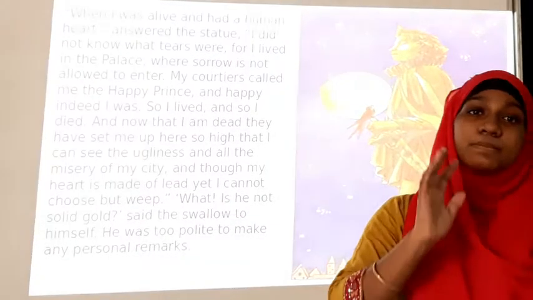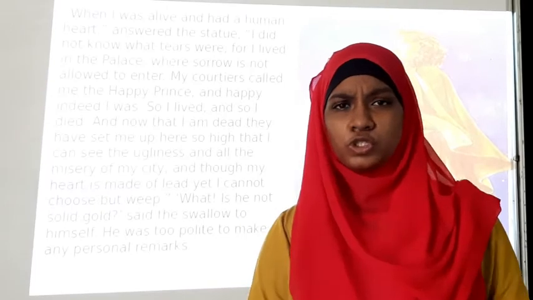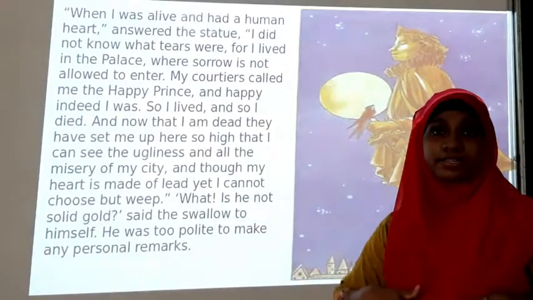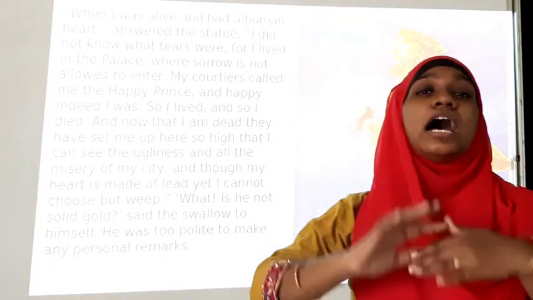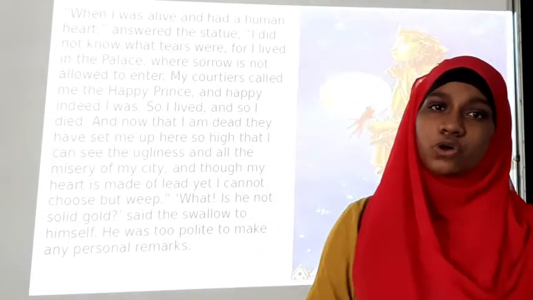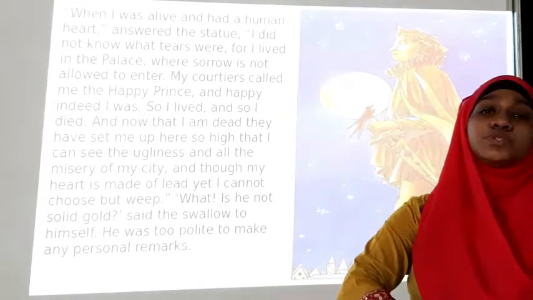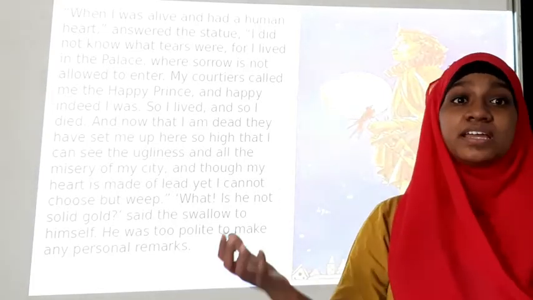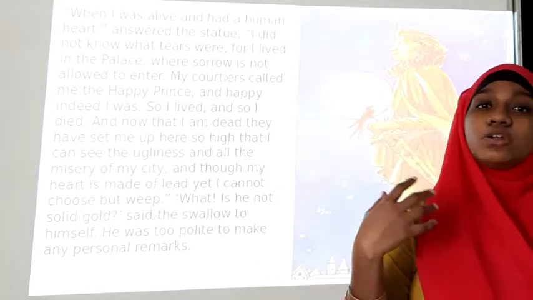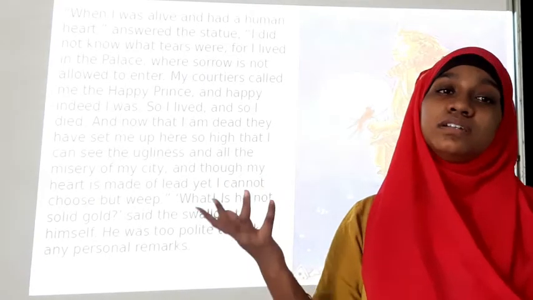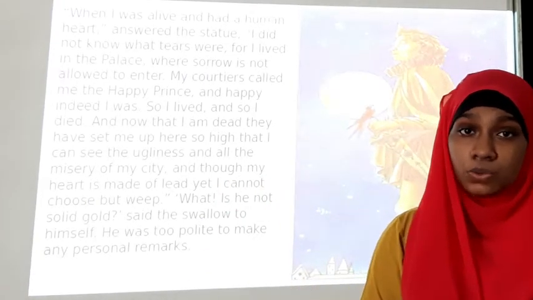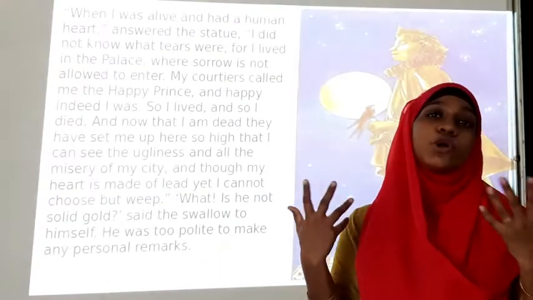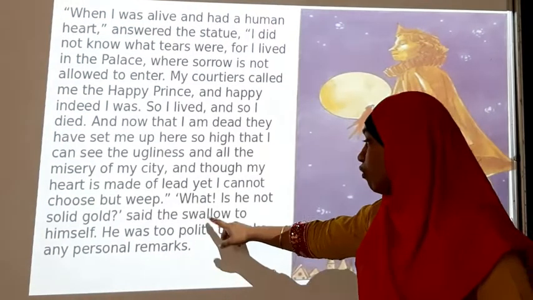So here the prince is saying so sorrowfully, so sad in a miserable way, that now as a statue, when I am standing here, I can see the ugliness, sorrow and suffering of the people which is spread among the people, but I cannot go and help them. By having the lead heart, I cannot go and help them. What happened? The only way I can show it is weeping. Only crying I can do. I cannot do anything.